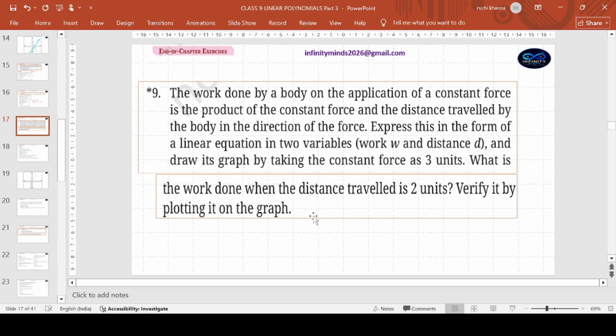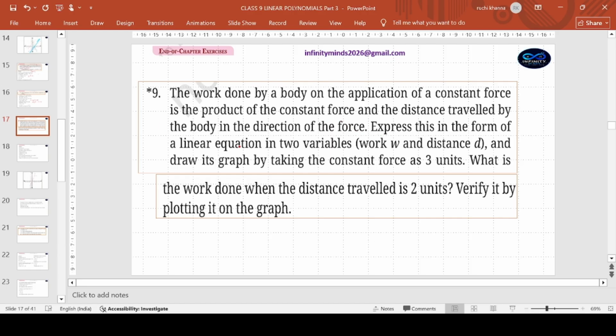Yeah, question number 9 has a very twisted language, but it is one of the very easy questions. But the wording is very troublesome. Okay. The work done by a body on the application of a constant force is the product of the constant force and the distance traveled by the body in the direction of the force. Seems like a completely science question, for physics.